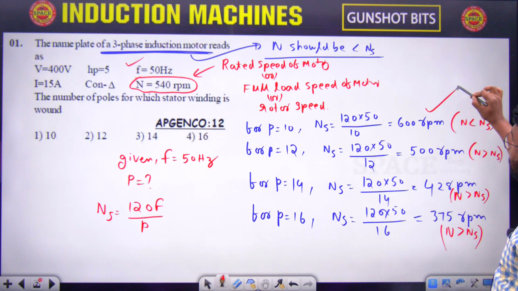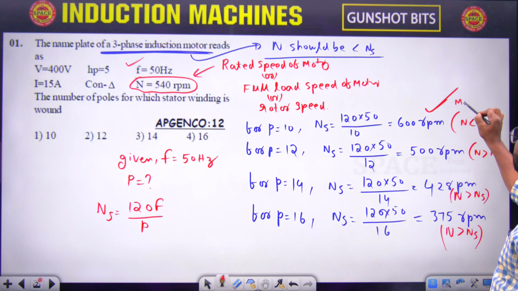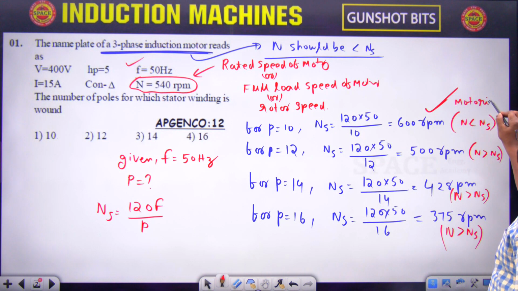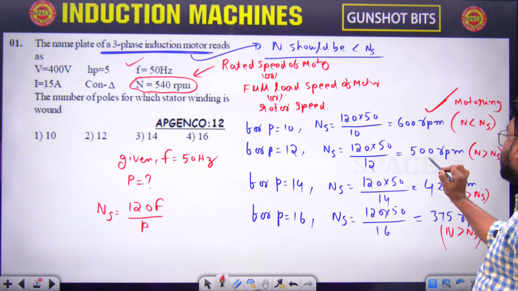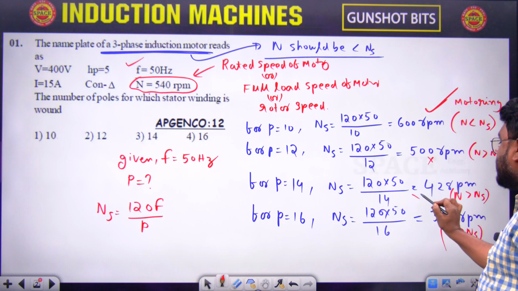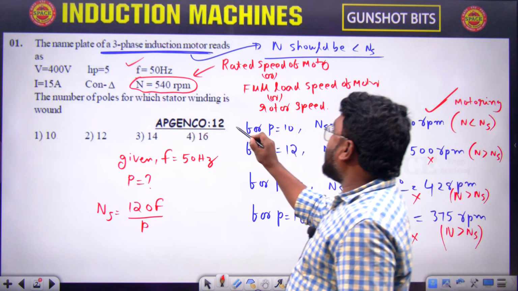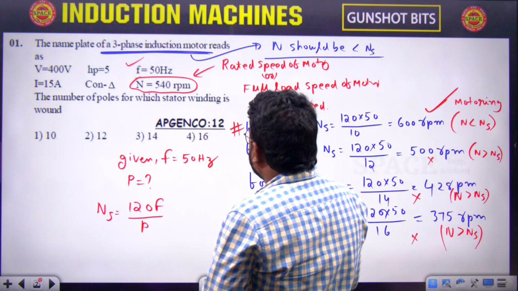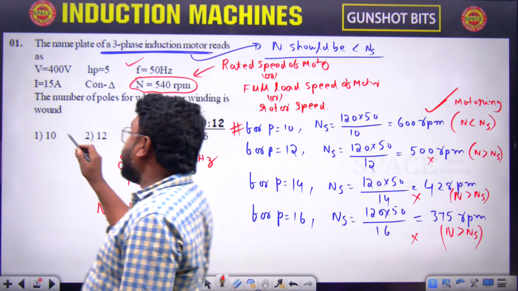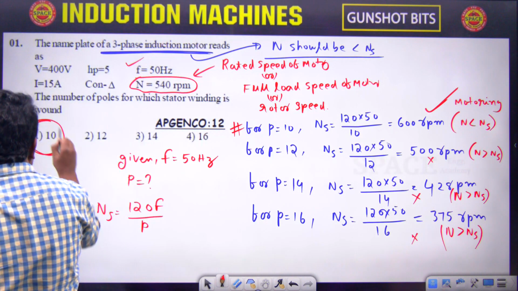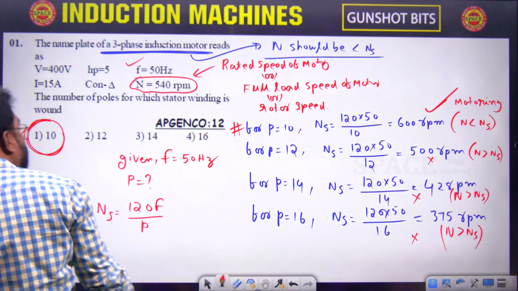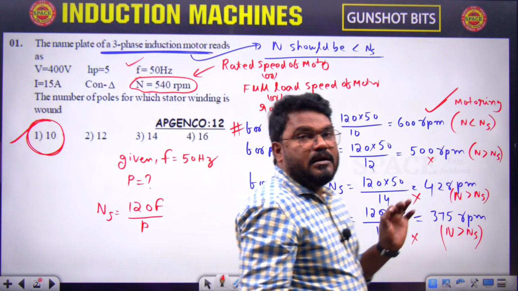So this is only possible in motoring mode of operation; the remaining are not correct. Those are the generating mode. Therefore, for motoring mode of operation, among the options only 10 poles is possible. So the answer for this question is option 1.